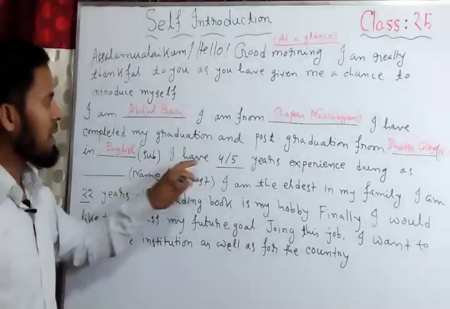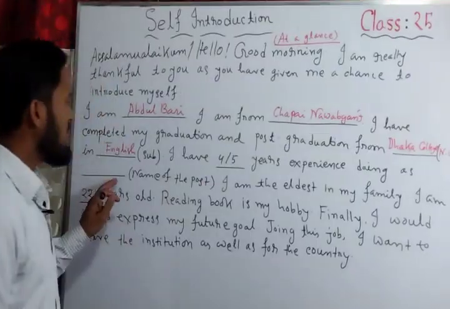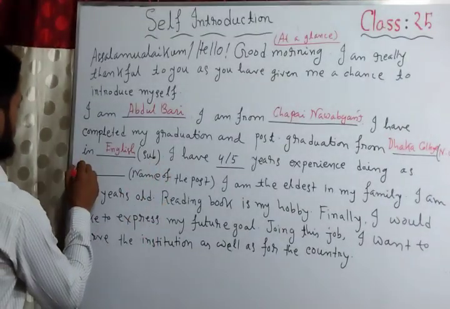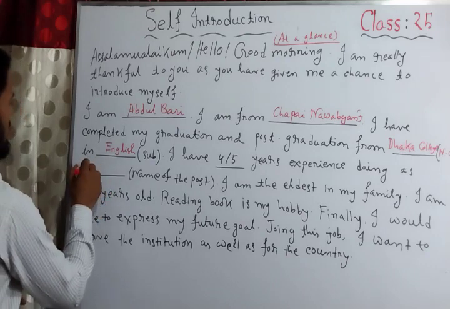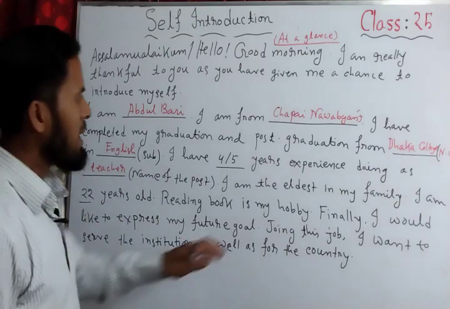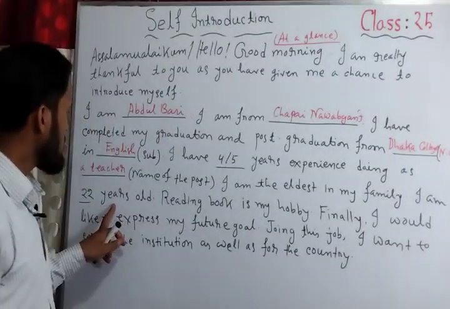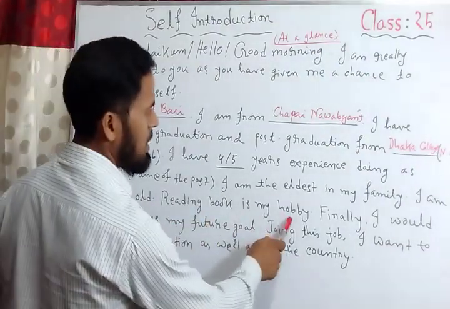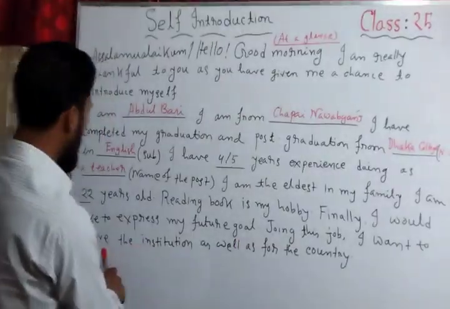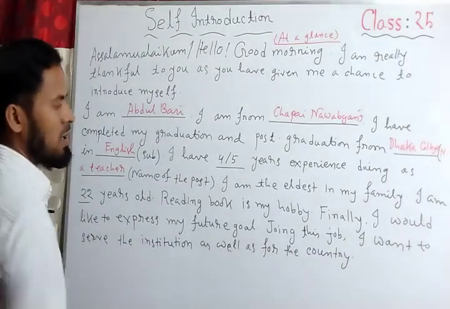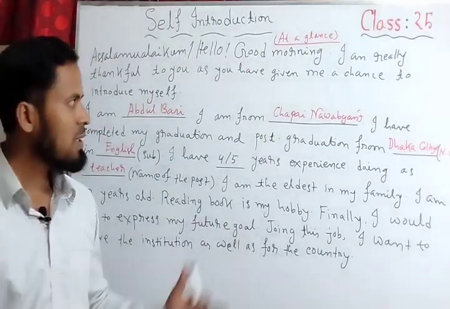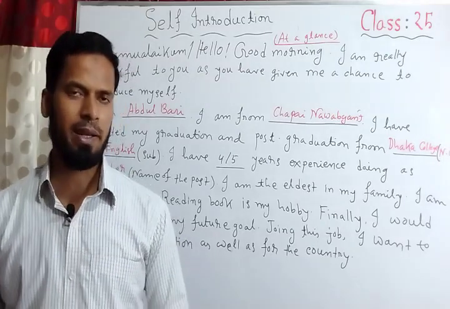In English subject, I have 4 or 5 years experience doing as dash, name of the post. You can say assistant teacher English, doing as a teacher. I am the eldest in my family. I am 22 years old. Reading book is my hobby. Finally, I would like to express my future goal. Joining this job, I want to serve the poor institution as well as the country. That's all. What about myself? This is the introduction at a glance.